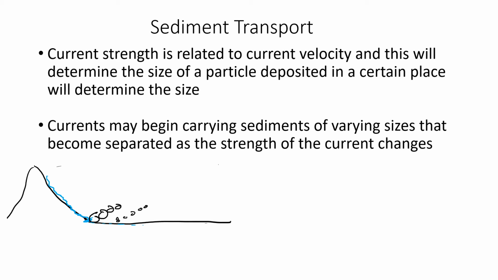And then way out here in the really flat area, and I know I made it all look flat, but that's just because I can't draw worth a hoot, we would get the very small particles, the sand, the silts, and the clay. So the particle size has transitioned as the speed of the current decreases.